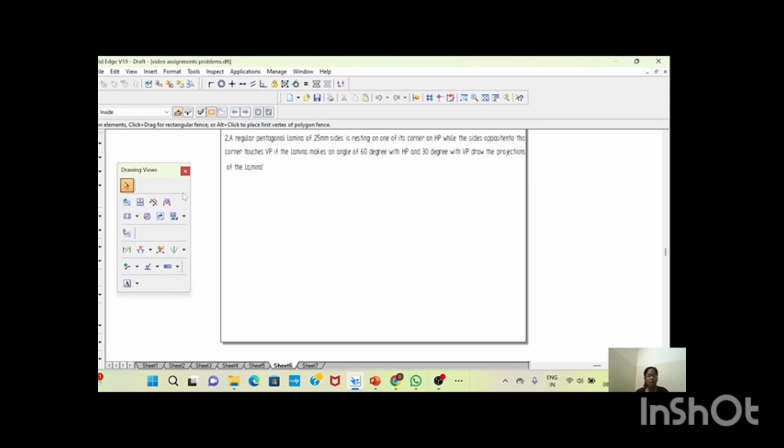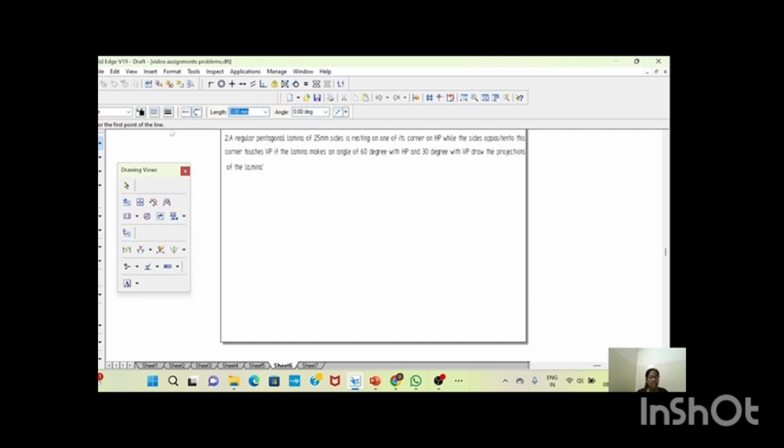Now let us see a problem on a plane. The given question is: the regular pentagon lamina of 25 mm side is resting on one of its corners on HP while the side opposite to the corner touches the VP. If the lamina makes an angle 60° with HP and 30° with VP, draw the projections of the lamina.